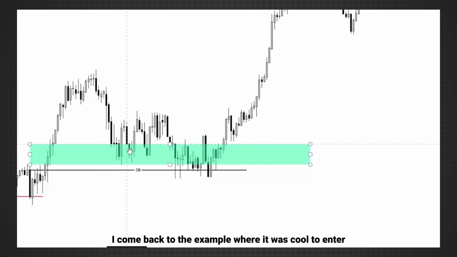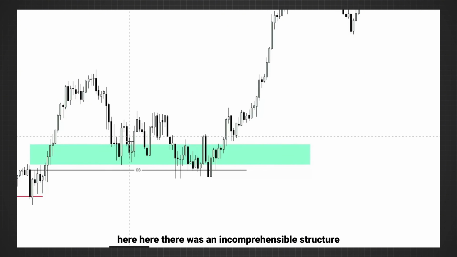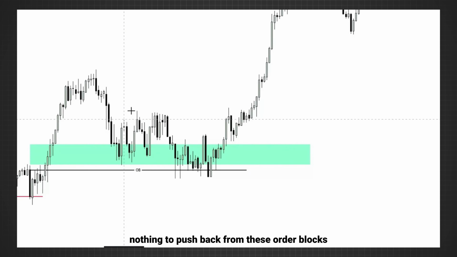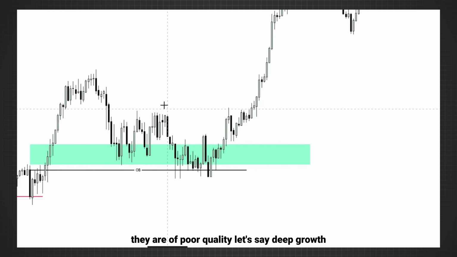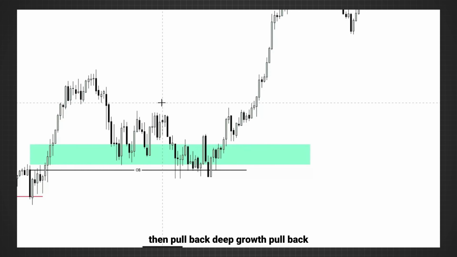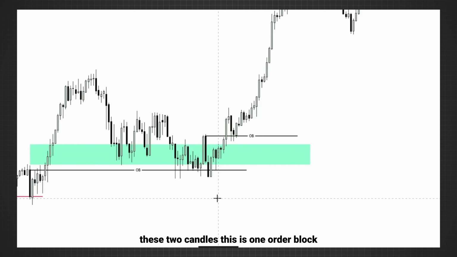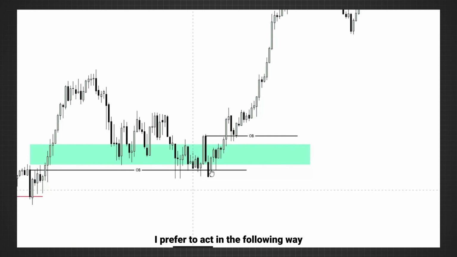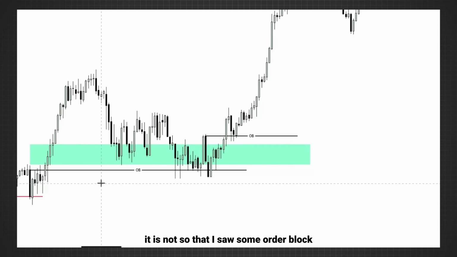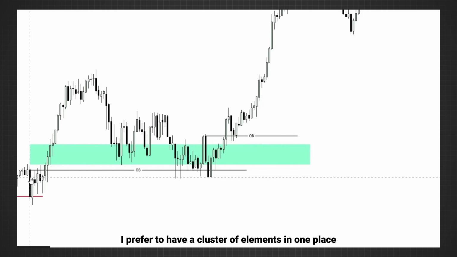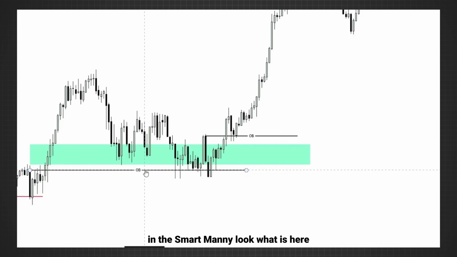Again, I come back to the example, where it was cool to enter here. Here there was an incomprehensible structure, some kind of up and down, nothing to push back from. These order blocks are of poor quality. Let's say deep growth, then pullback, deep growth, pullback, deep growth, pullback. For me, it all speaks of manipulativeness. And after this movement, these two candles are one order block. I prefer to act in the following way. It is not that I saw some order block and only from it I enter. I prefer to have a cluster of elements in one place in smart money.